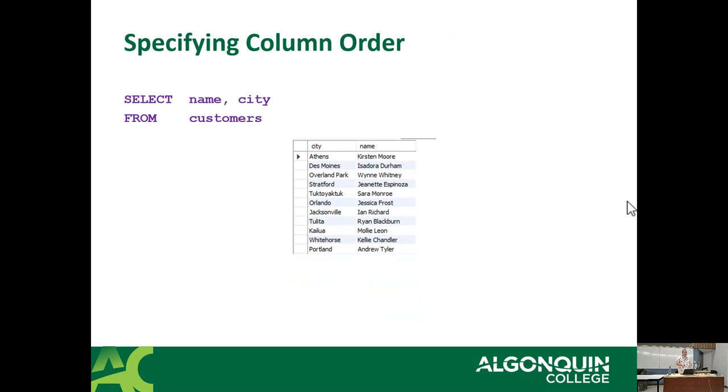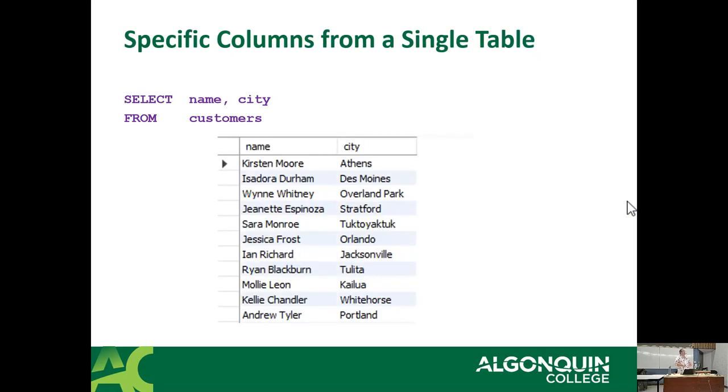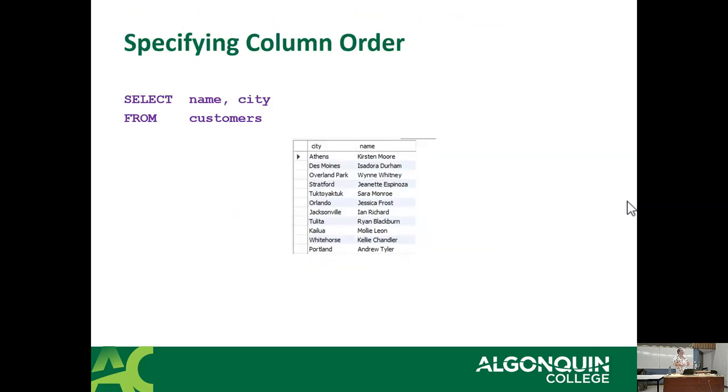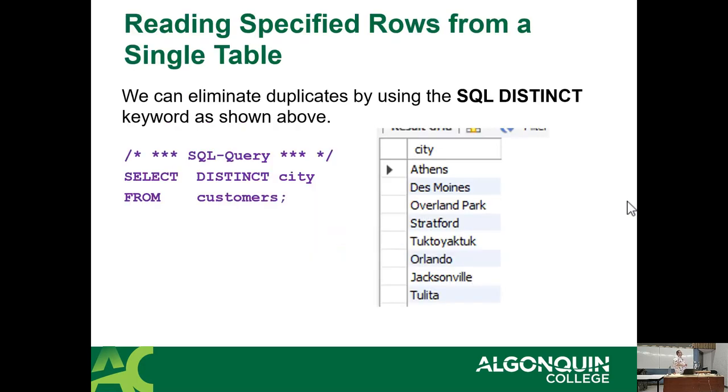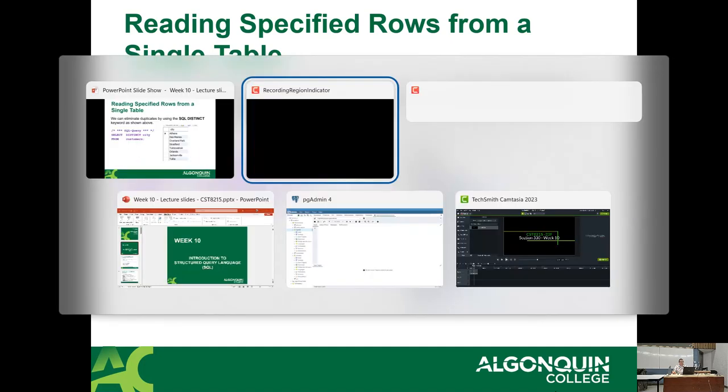You can specify the order of the columns. It makes no difference. Whether you go name city or city name, it just changes the order it displays. I'll show you guys that in a minute. And then we have distinct, which I'm actually going to demonstrate. So I'm going to drop to my editor now so I can talk about these first couple of things, so you can see what some of the stuff does.